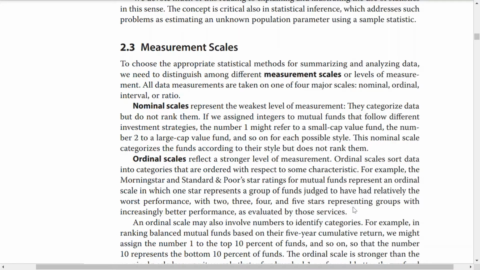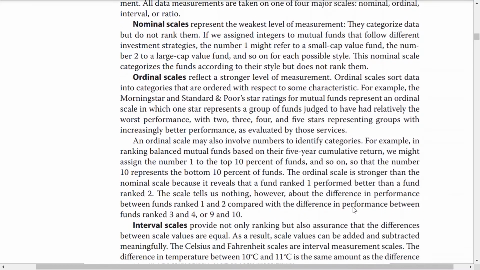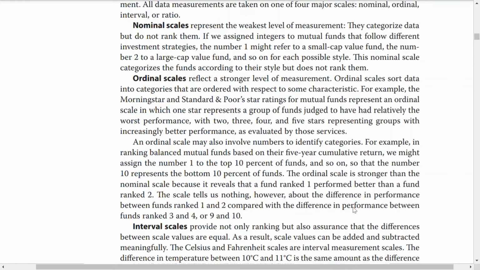Ordinal scales reflect a stronger level of measurement. Ordinal scales sort data into categories that are ordered with respect to some characteristic. For example, the Morningstar and Standard and Poor's star ratings for mutual funds represent an ordinal scale, in which 1 star represents a group of funds judged to have relatively the worst performance, with 2, 3, 4, and 5 stars representing groups with increasingly better performance as evaluated by those services.